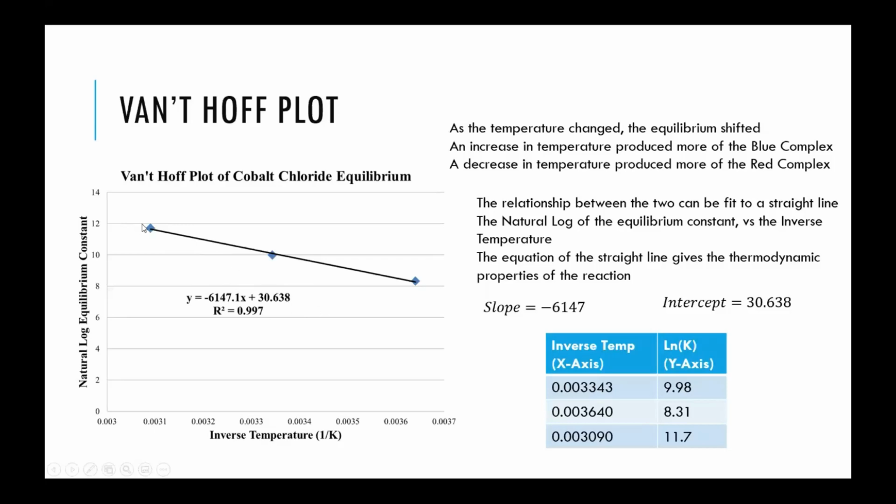It is important when you're making the Van 't Hoff plot that the temperature needs to be in Kelvin. So it's 1 over the temperature in Kelvin. And for the equilibrium constant, you're looking at the natural log. So this is ln of the equilibrium constant. And you're plotting this to solve for both the slope and the intercept value in this straight line.